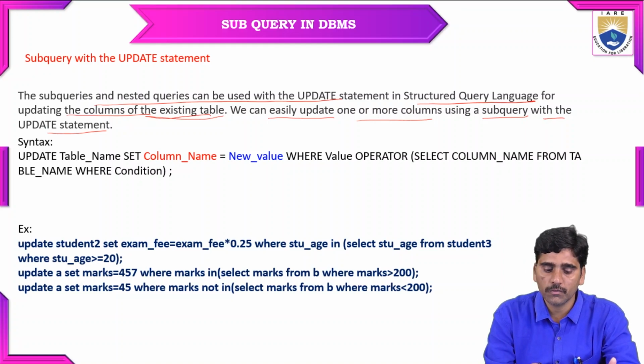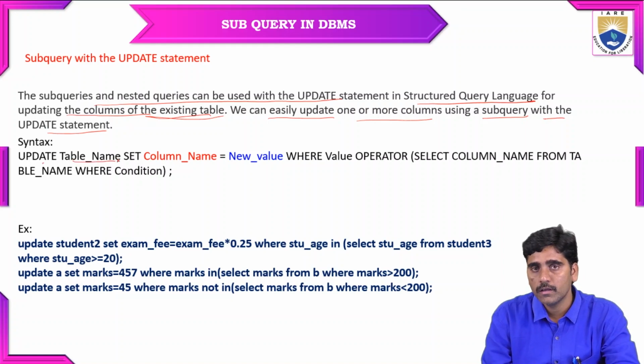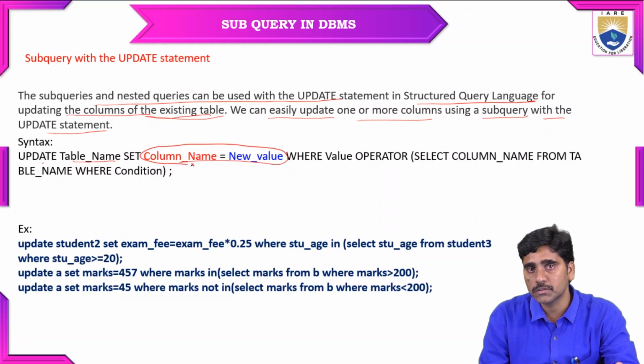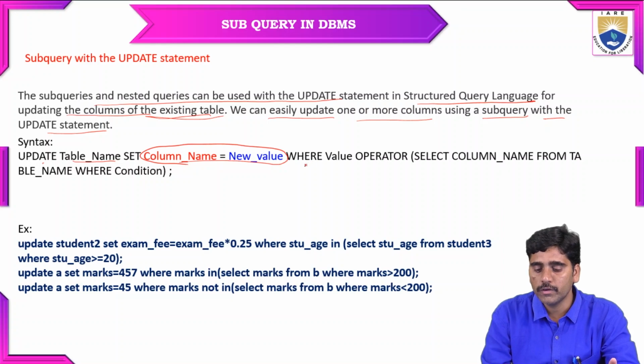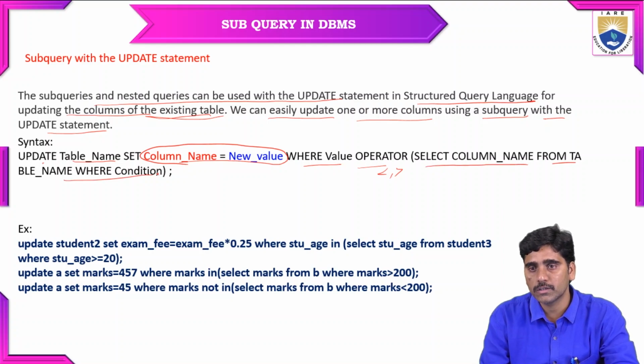So the syntax is here: update table name, set column name equals to new value, where value less than or greater than or some operator, then select column name from table name where condition. That is the inner query, and based on this inner query result, the values are going to be updated.